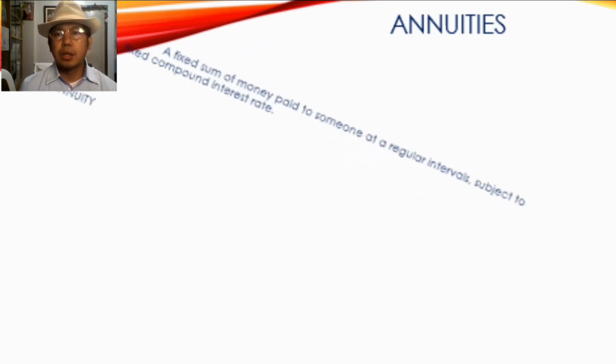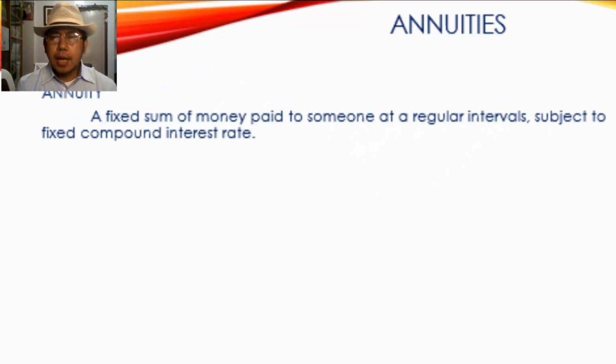So today, what we will be discussing is the concept of simple annuity. Before we discuss simple annuity, let's see first what is meant by annuity. It says in here, annuity is a fixed sum of money paid to someone at regular intervals, subject to fixed compound interest rate.